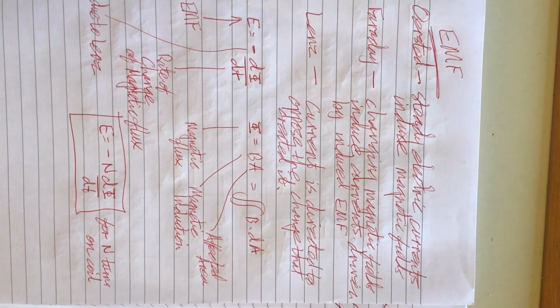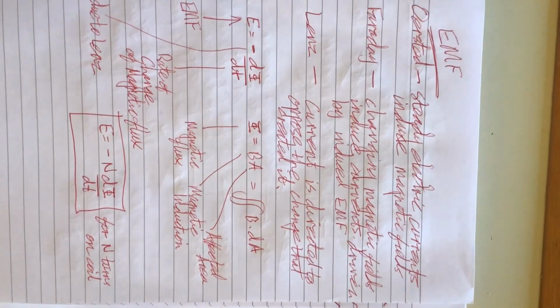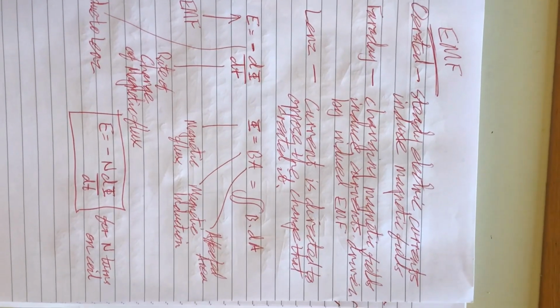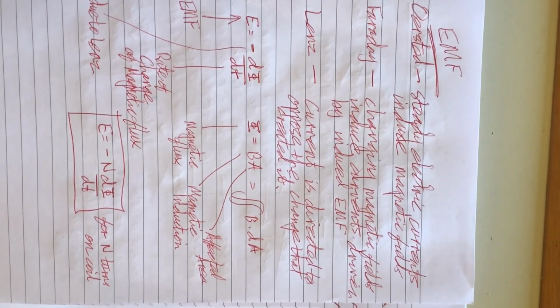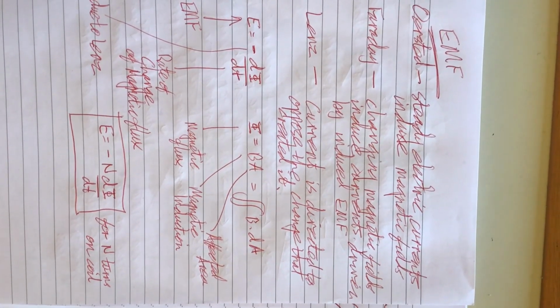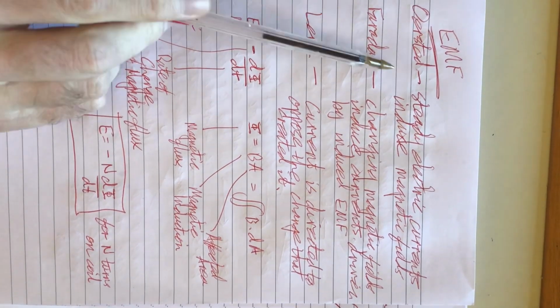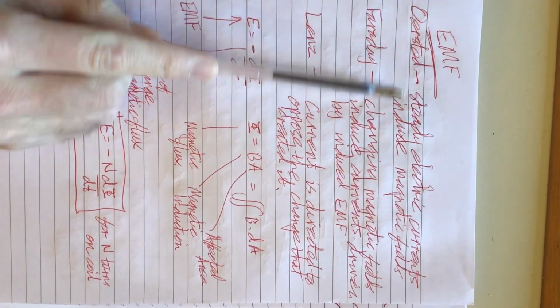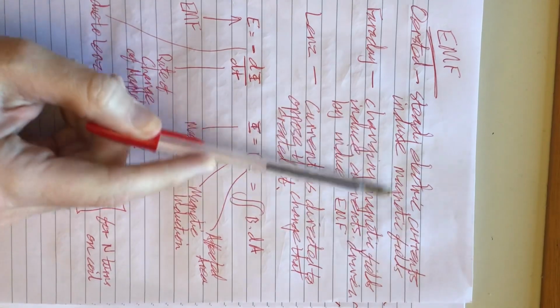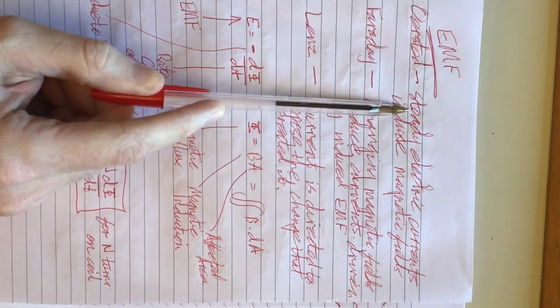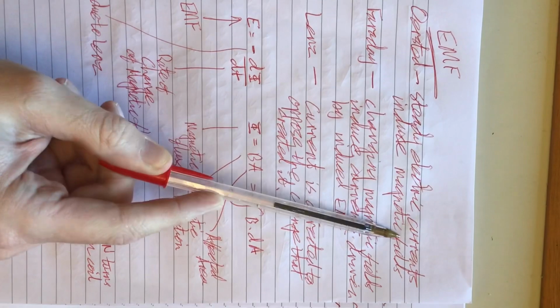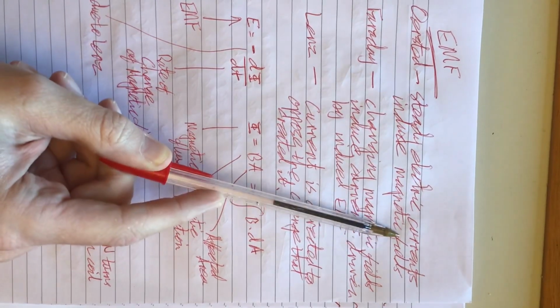Morning all, and here are a few loose end notes about electromagnetism that I found while I was clearing out some other notebooks. And in the beginning, Hans Ørsted said that a steady electric current induces a magnetic field. So if we've got a DC current going through a wire, we'll get a magnetic field around that wire.